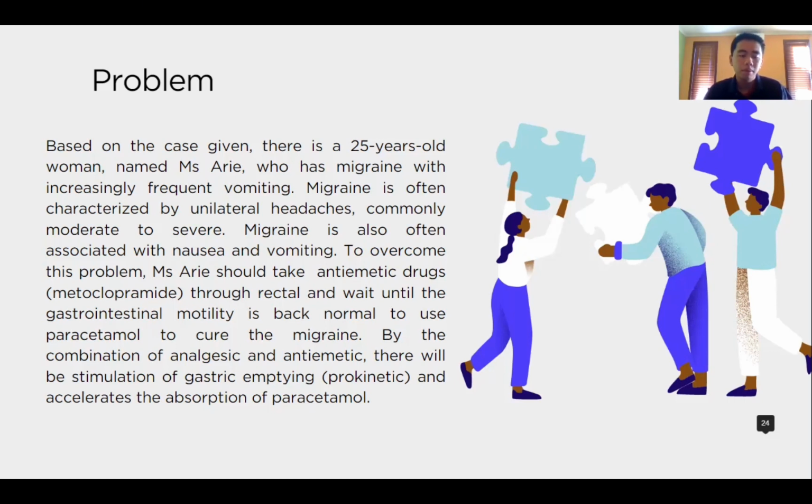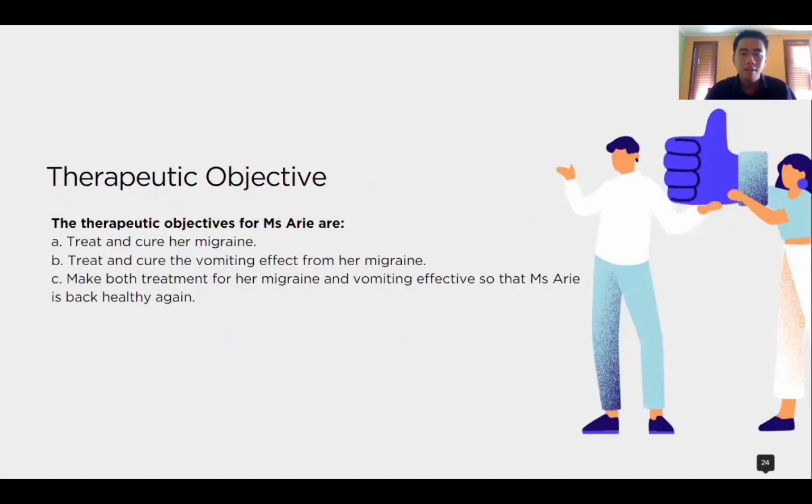To overcome this problem, Ms. Ari should take an antiemetic drug, which is metoclopramide, through the rectal route and wait until the gastrointestinal motility is back to normal before using paracetamol to cure the migraine. By the combination of analgesic and antiemetic, there will be stimulation of gastric emptying, which is prokinetic, and it accelerates the absorption of paracetamol. The second one is the therapeutic objective.